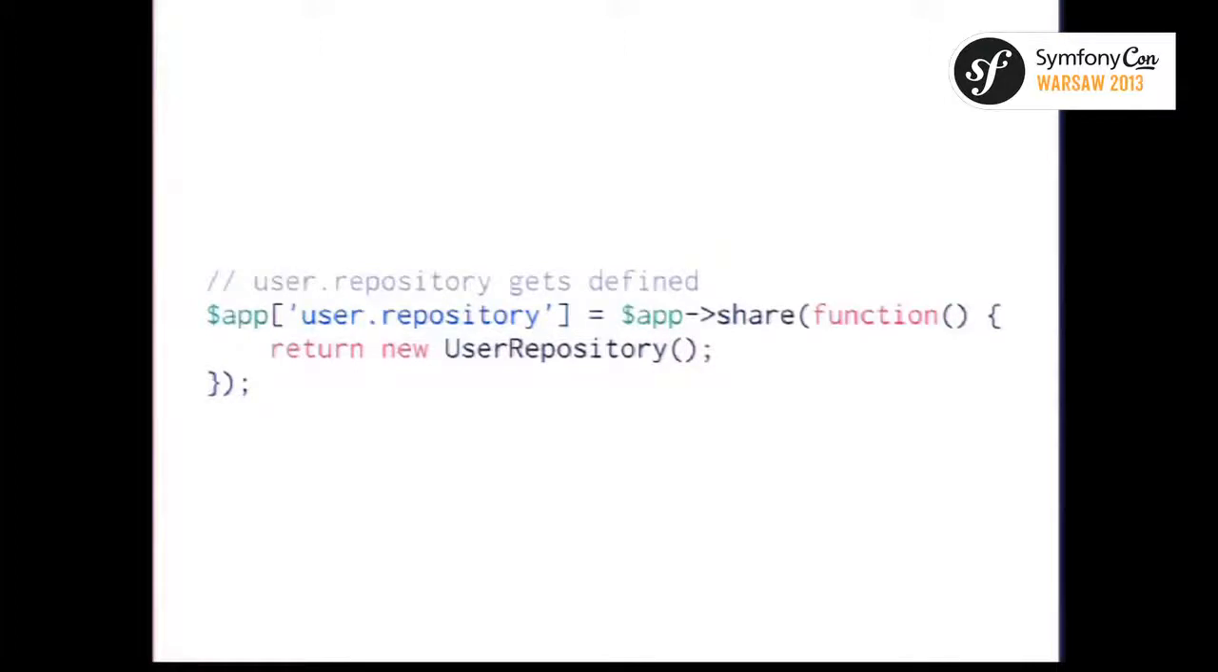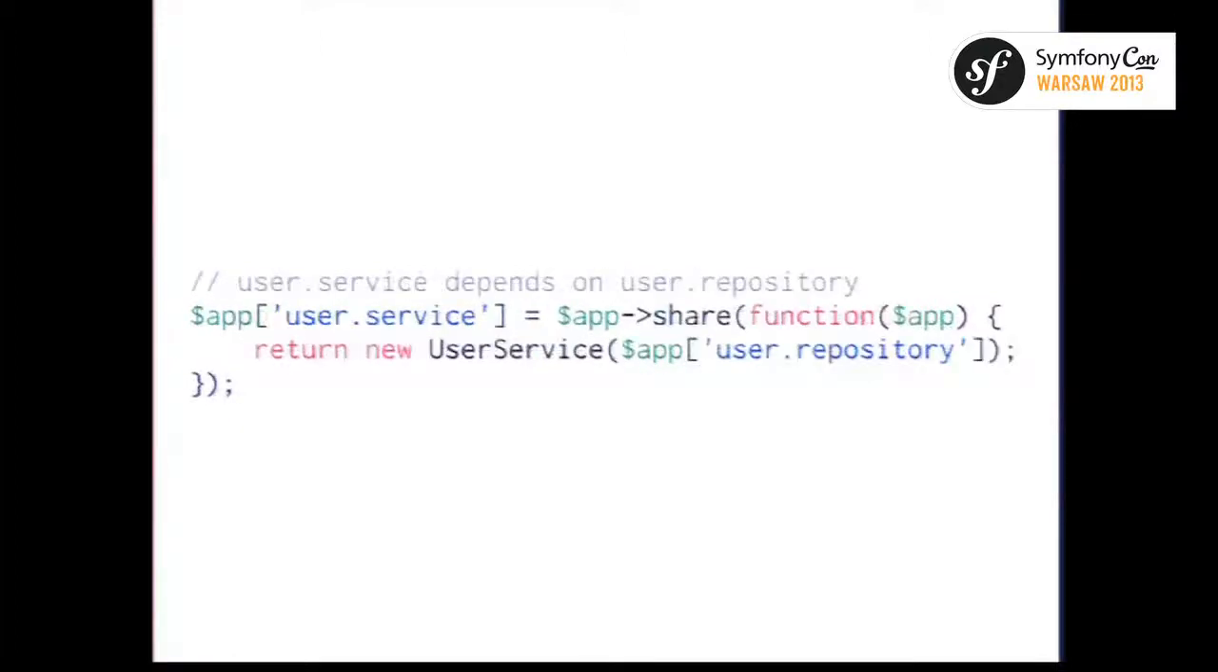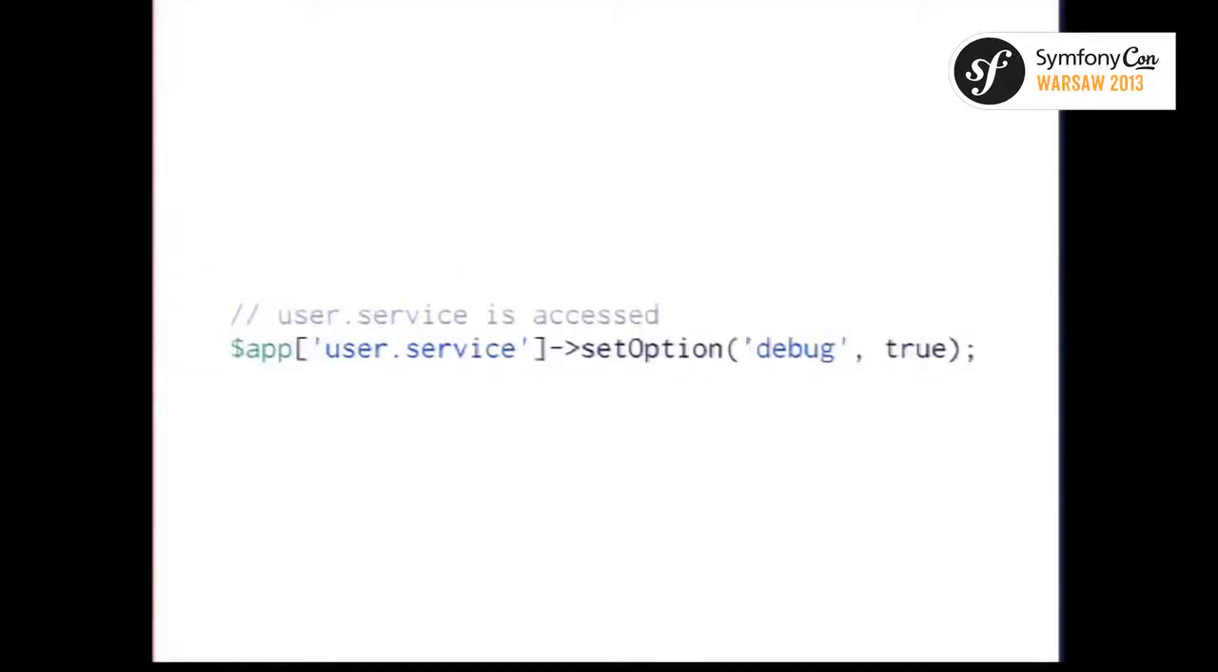So the first thing is we're going to define a user repository. It's fairly simple. And then we're going to define a user service which depends on the repository, which is all fine. That's a normal usage of Pimple. And then somewhere further down the execution, somebody decides that they want to set a particular option on that service. They want to set debug to true in this case. And what they're actually doing is pulling the user service out of the container so they can set that option.